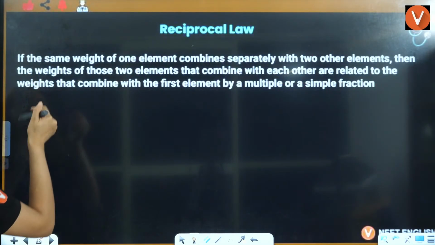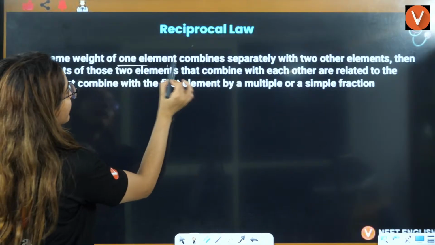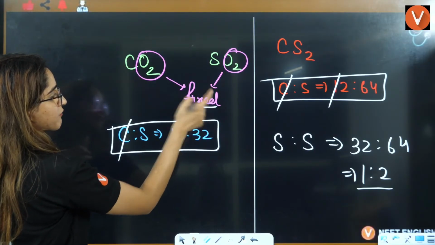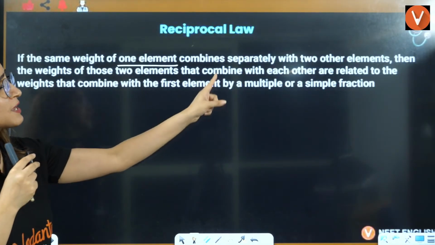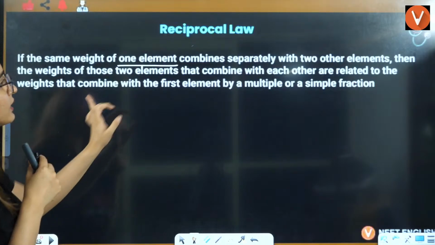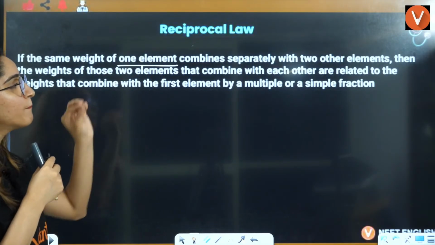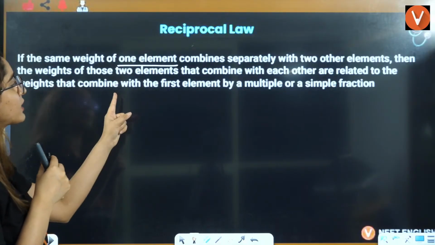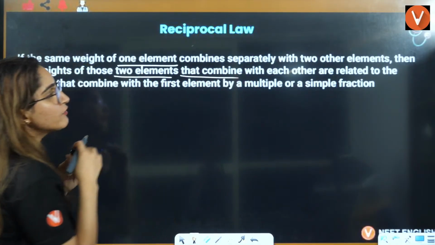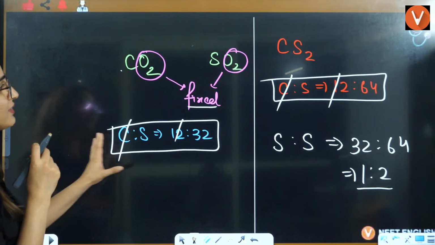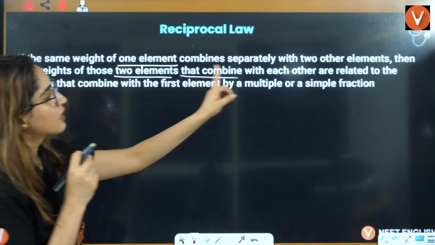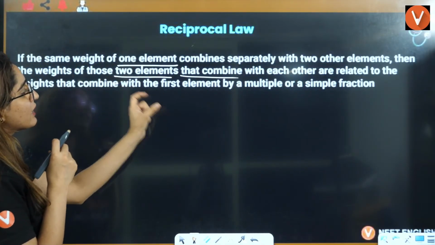Now see this definition. If the same weight of one element combines separately with two other elements, then the weights of those two elements that combine with each other are related to the weights that combine with the first element. So when they are combining with each other, this weight ratio is related to the weights that combine with the first element.